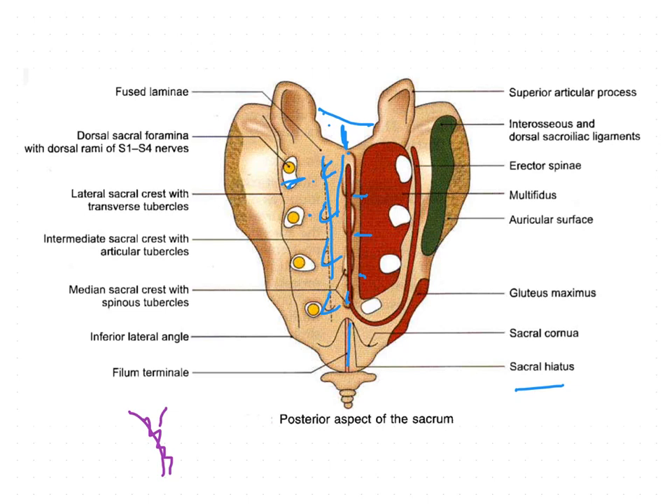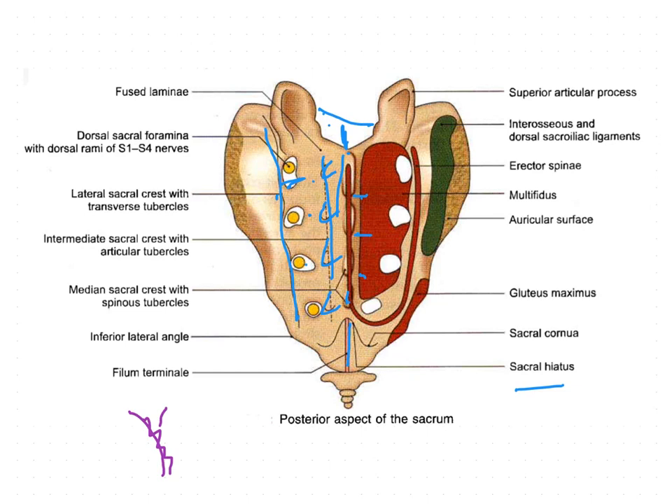Okay. And coming to the lateral sacral crest, this lateral sacral crest lies on the lateral side of the dorsal sacral foramen. It is formed by the fusion of transverse processes, tips of which appear as rows of tubercles called transverse tubercles. Okay.